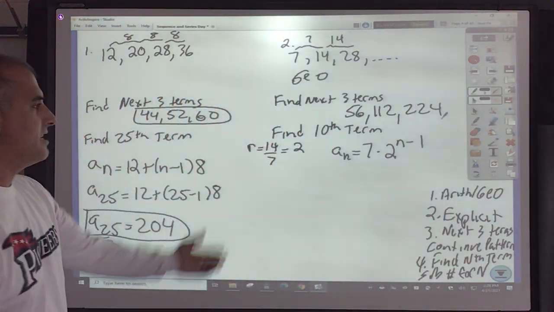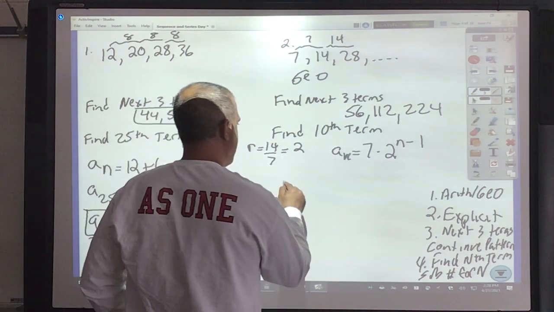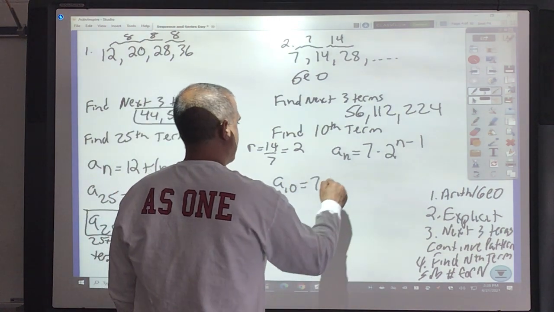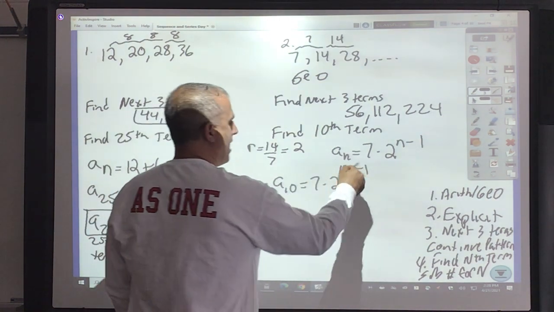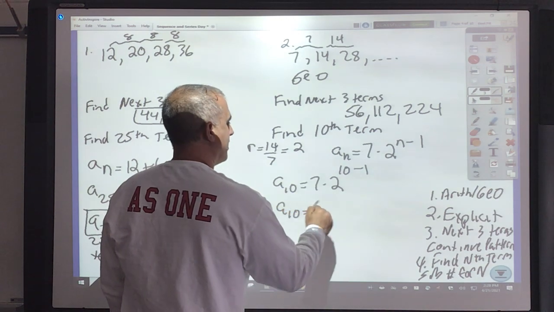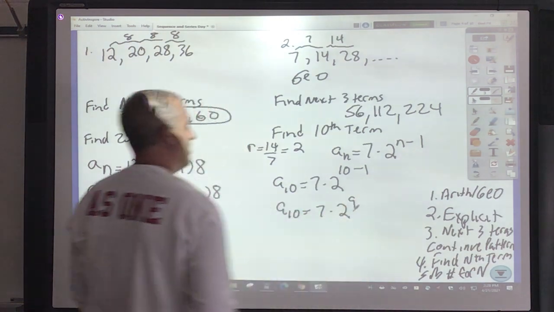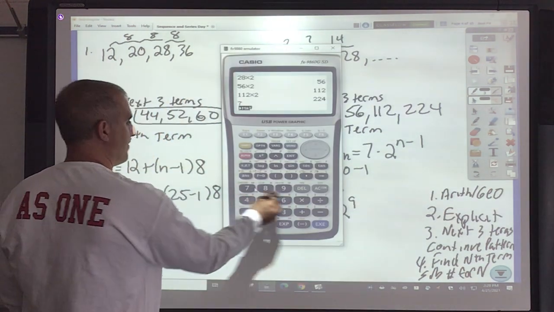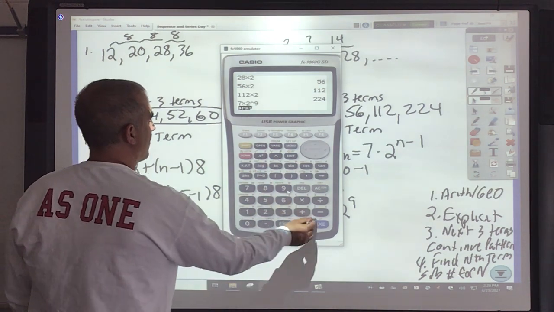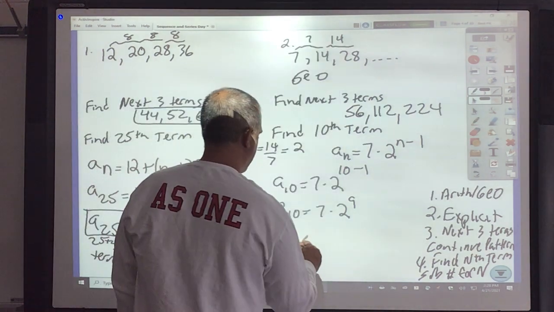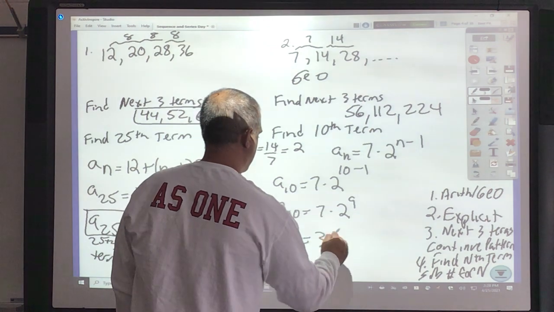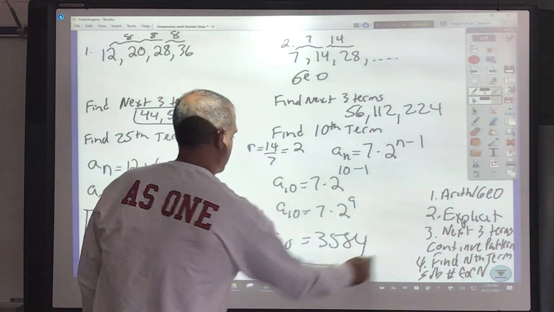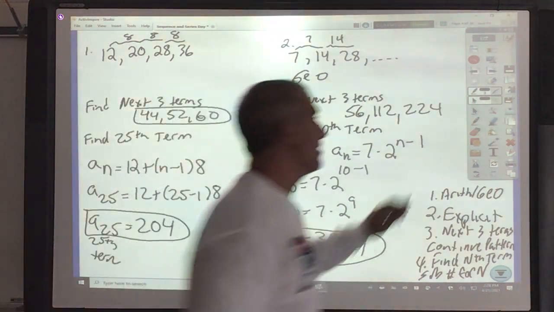Okay, find the 10th term. All I'm going to do is put 10 in for n. So 7 times 2 to the 10 minus 1. I would do that calculation, I wouldn't leave that up to my calculator. Make that 9. So I just do 7 times 2 to the 9th power. That's 3584. That's the 10th term.